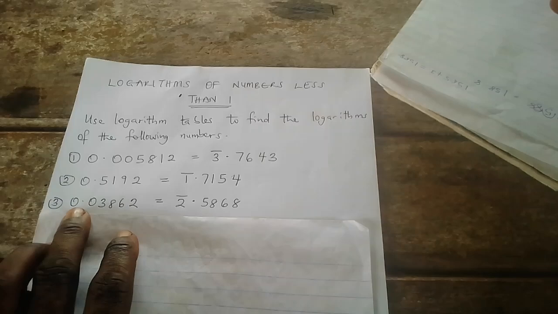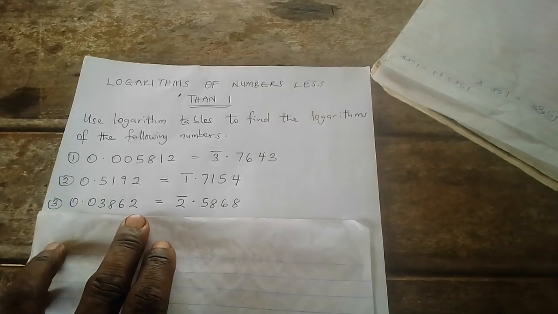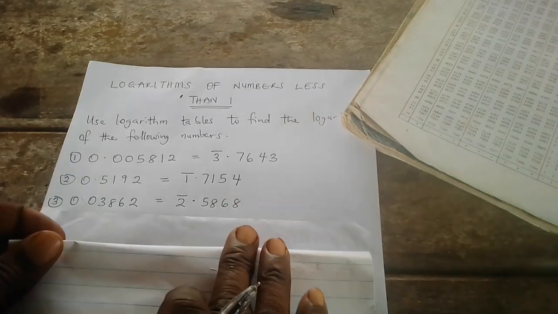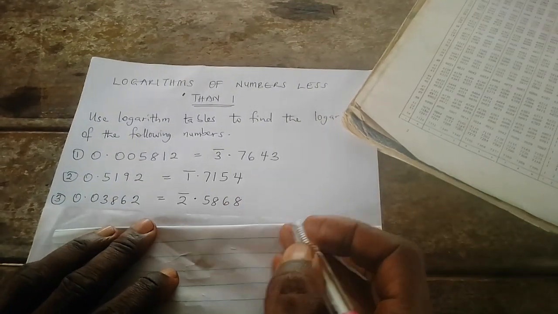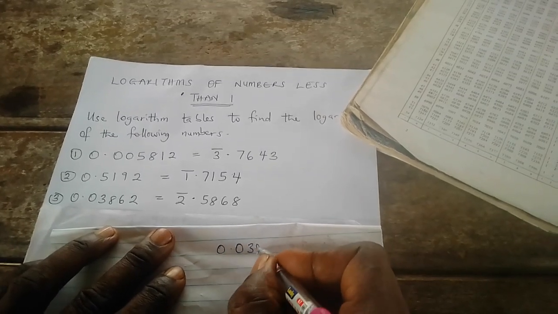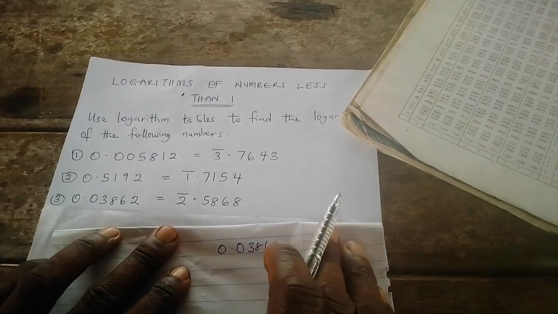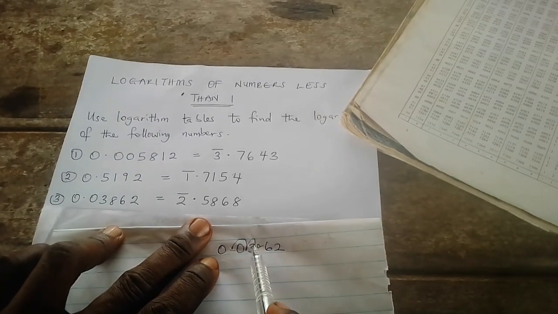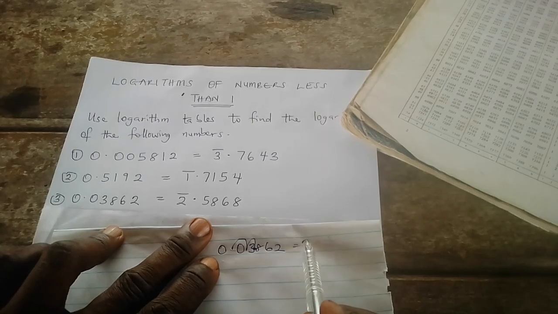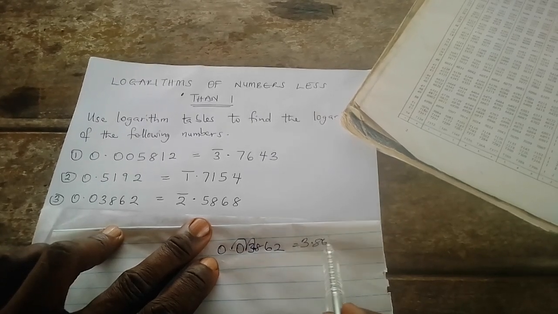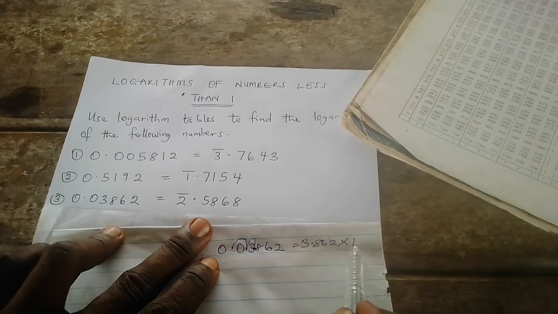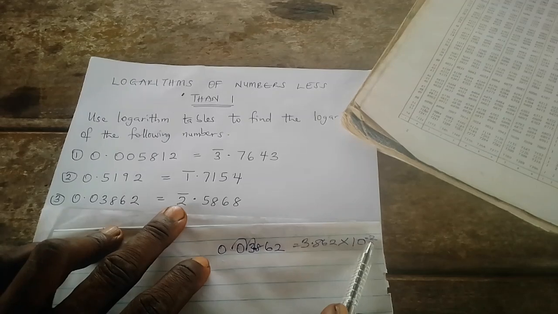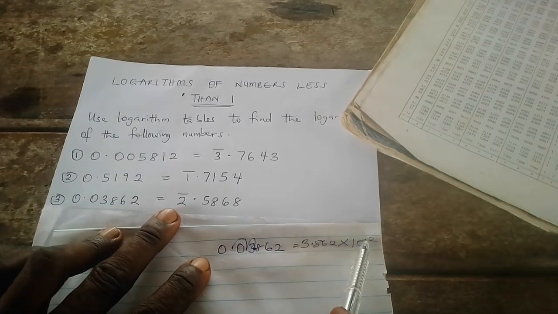So let's come to the third example. Here you have 0.03862. So again, you are going to move your decimal point. Now, how many times will you move it so that you have a unit number before the decimal? 1, 2. So if you have to write this in standard form, you have 3.862 times 10 raised to the power minus 2. Now this minus 2 will become what? Bar 2. The minus, you now write it on top.